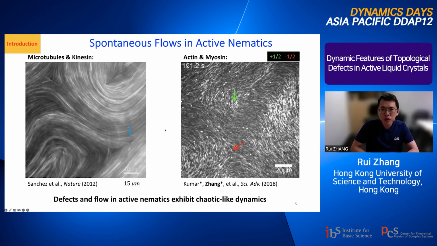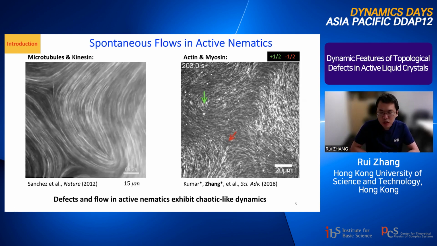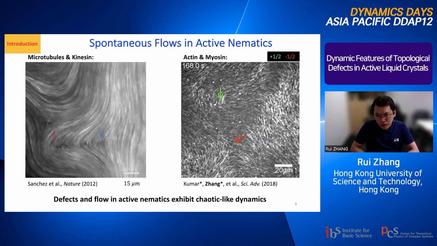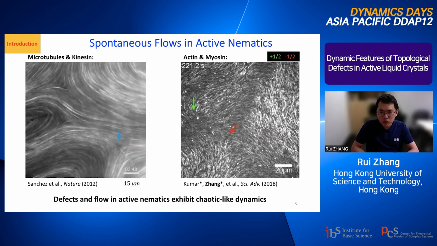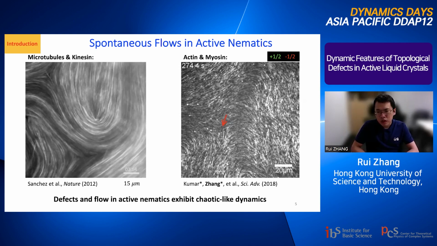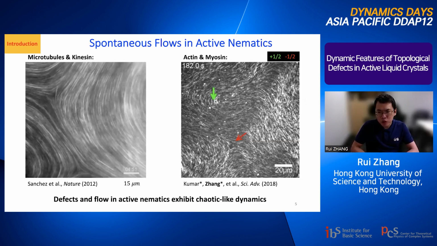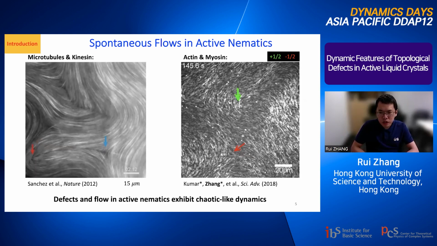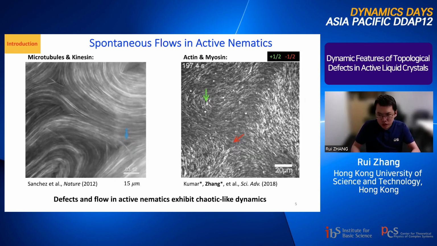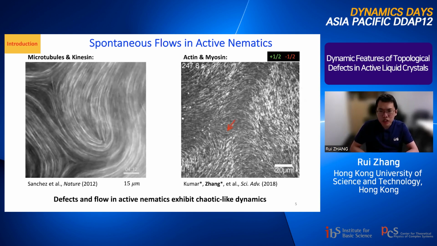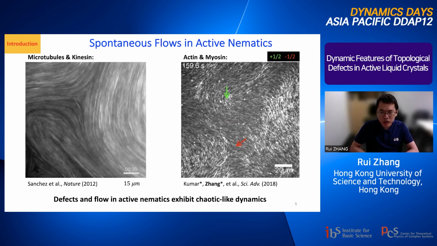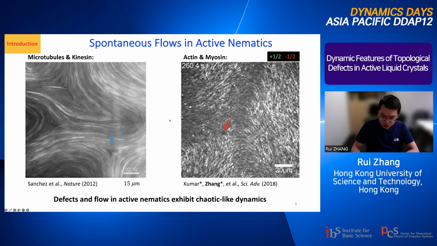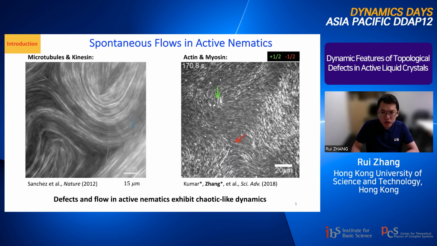We actually worked with another group at the University of Chicago, Margaret Gardel, using another type of biopolymer called actin filaments. The corresponding motor proteins are called myosin motors. We also see a very similar phenomenon: we can observe spontaneous flows and the self-propulsion of topological defects. So these are the two experimental systems that our theoretical and computational work relies on.